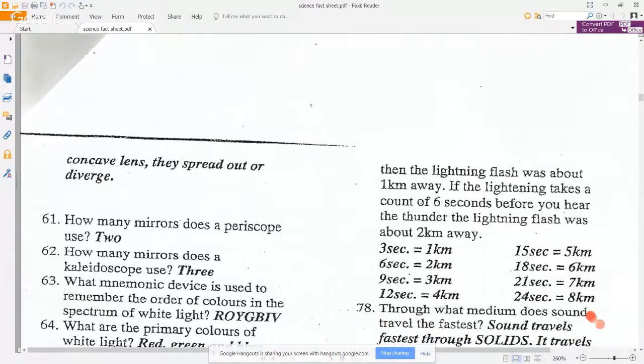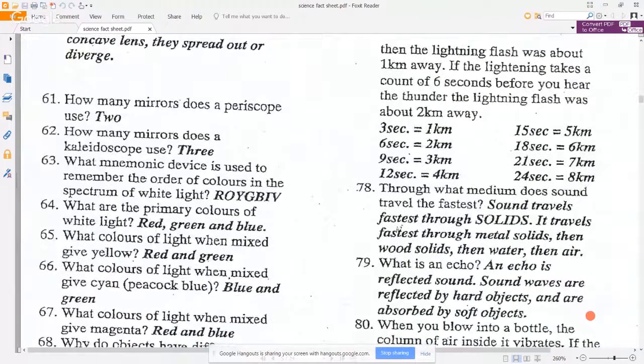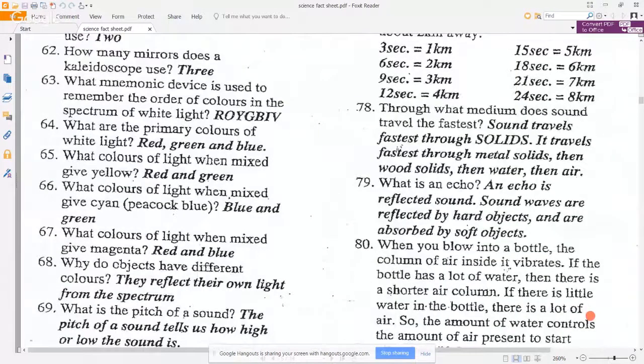78. Through what medium does sound travel the fastest? Sound travels fastest through solids. It travels faster through metals than through wood, than water, and then slowest through air. So the more dense something is, the better sound will travel through it. So density, how the molecules are arranged, the more closely packed they are, then the denser the material is. So steel has a greater density than a piece of wood.